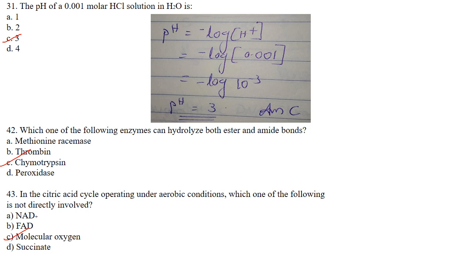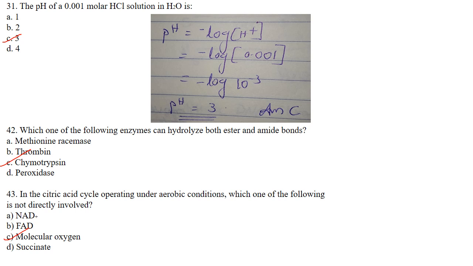The pH of 0.01 molar HCl solution in H2O. So that is minus log concentration of H positive ion. So minus log 0.001 molar. So minus log 10 raised to minus 3. So pH is 3. Answer is option C.